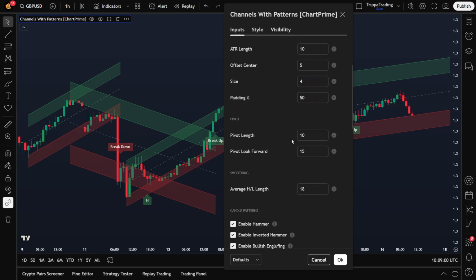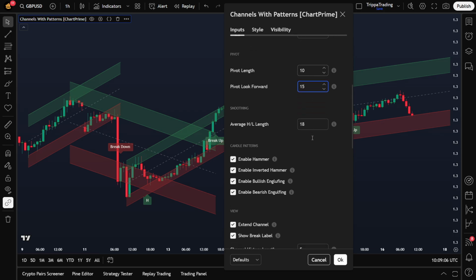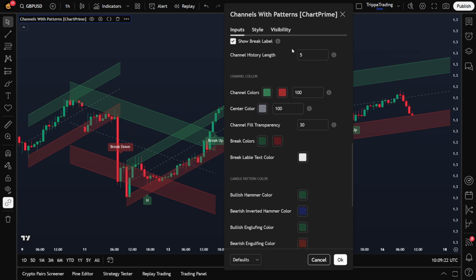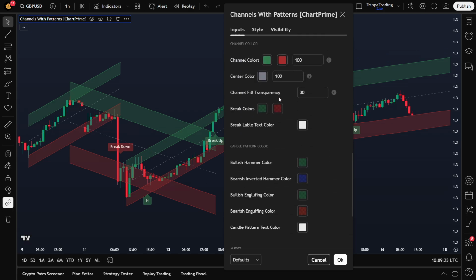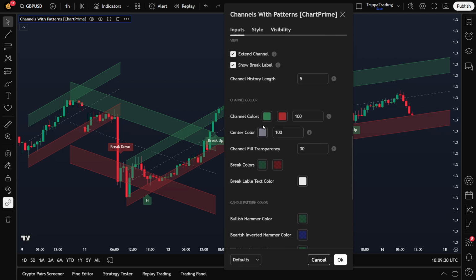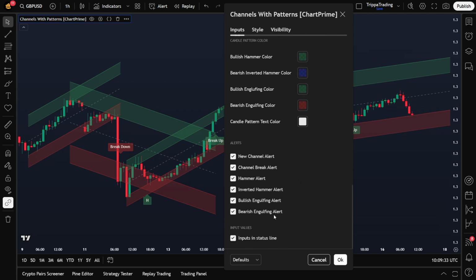You can also adjust pivot length, smoothing for highs and lows, and choose which candlestick patterns you want the indicator to track, including hammers, inverted hammers, bullish and bearish engulfings. Additionally, you can control whether channels extend into the future, whether break labels are shown, and how many previous channels remain visible on your chart. On top of that, there are plenty of style settings to customize the appearance. Here you can change everything from colors and transparency to pattern label visuals and alert settings.